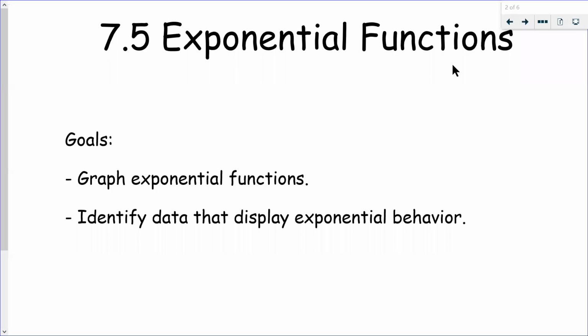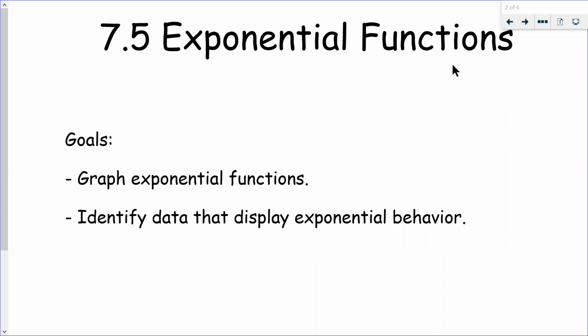All right, so we're going to look at 7.5 exponential functions. And our goal is we're going to learn how to graph exponential functions, and then we're going to identify data that displays exponential behavior. This is going to be like exponential growth, exponential decay, and all that stuff. Easier than you think it is.